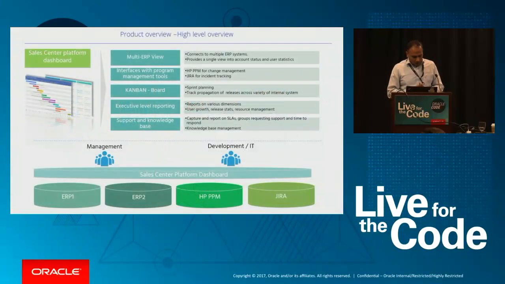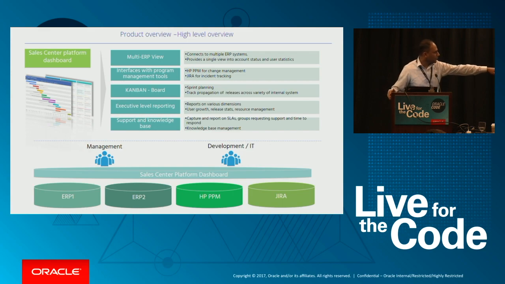All right, so let's talk about what it does. At a very high level, it talks to multiple ERP systems. We start from the bottom. It talks to two different ERP systems, talks to HP's PPM, talks to JIRA. And it's used by both management, the development team and the IT team. We call it the Sales Center Platform Dashboard. It gives a multi-ERP view, interfaces with the other program management tools, Kanban board, executive reporting, and support and knowledge base.